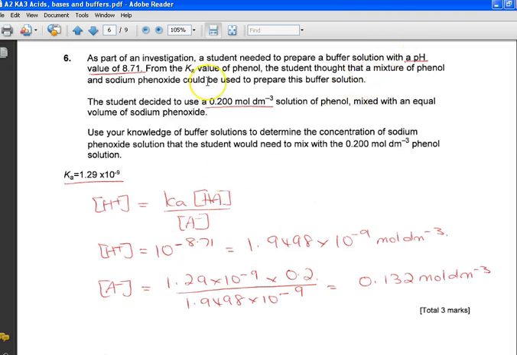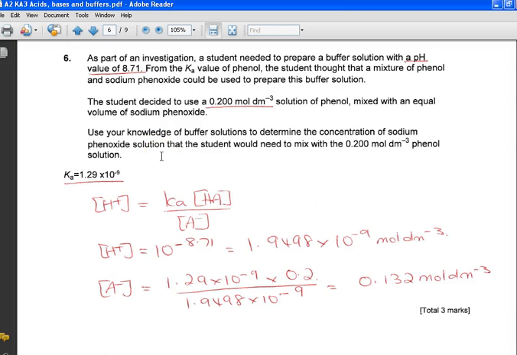Okay, and the information we're given in the question, I've underlined it, which I would do if I was answering this question in an exam. So we can work out our concentration of H+, it's 10 to the minus pH. So there we've got that. Once we've got the concentration of H+, we can find the A-, which is basically what we're being asked to do. We need to determine the concentration of sodium phenoxide. That is where your conjugate base is coming from, isn't it?